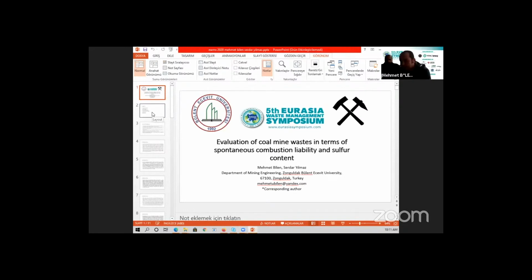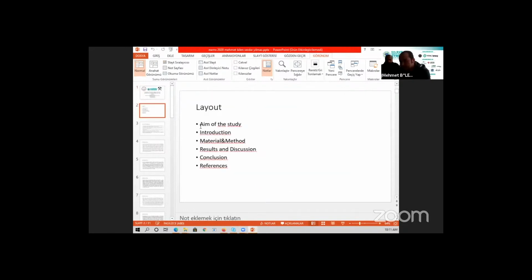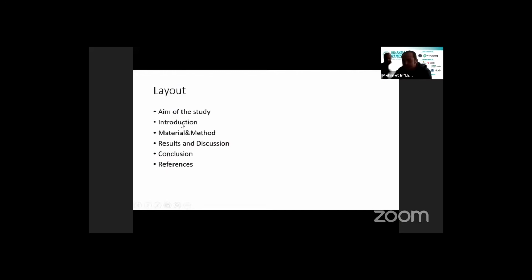This is going to be the layout of my presentation. Next slide. We are going to start with the aim of the study, and then we will go further with the introduction, and then I will give brief information about the material and method. Later we will go through the results and discussion, and we will finalize with the conclusion and references.